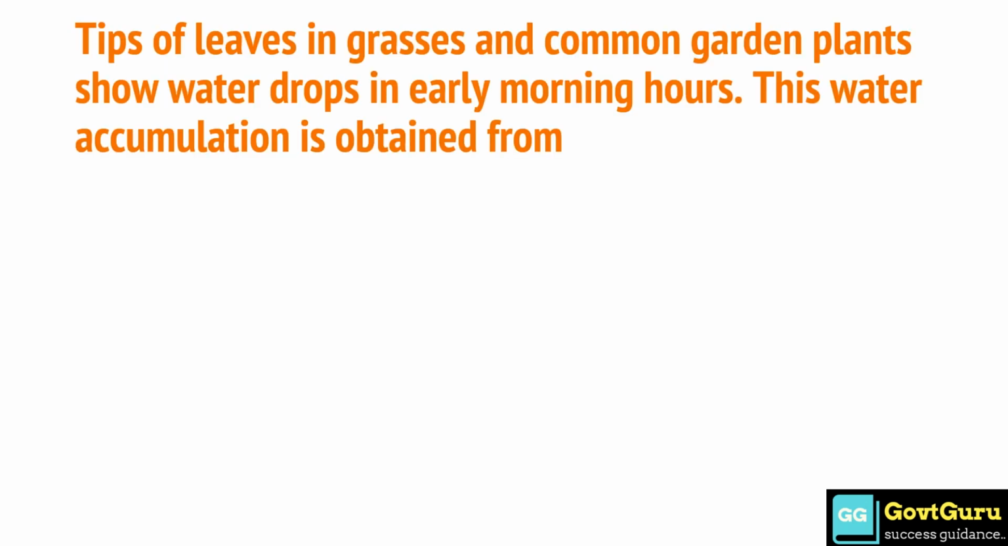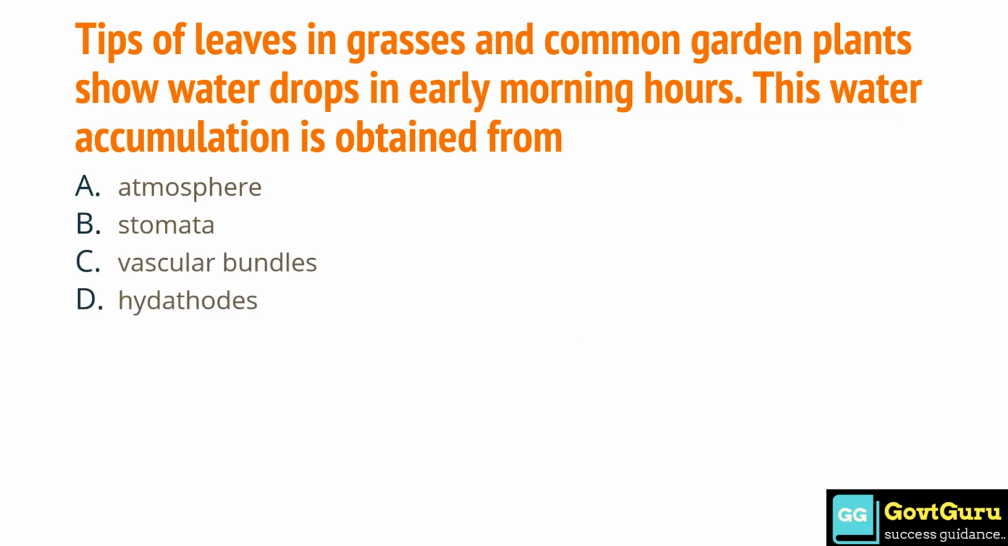Tips of leaves in grasses and common garden plants show water drops in early morning hours. This water accumulation is obtained from? Option A, atmosphere. Option B, stomata. Option C, vascular bundles. And option D, hydatodes. The correct answer is option D, hydatodes.